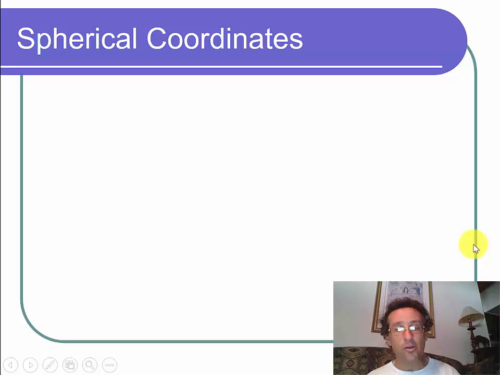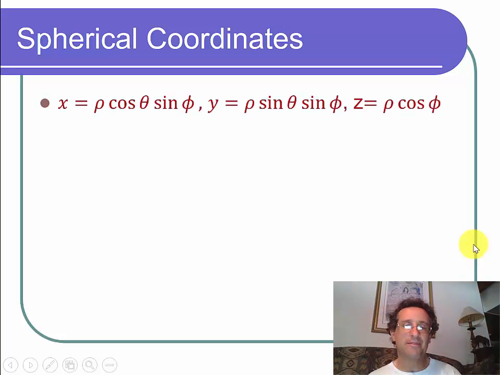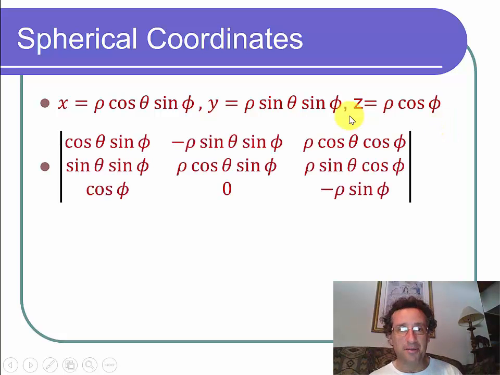So let's look at spherical coordinates. We've looked at that before, but now we can really do it rigorously. If you remember, x was equal to rho cosine theta sine phi. y was equal to rho sine theta sine phi. And z was rho cosine phi. Let's take the Jacobian of this transformation.